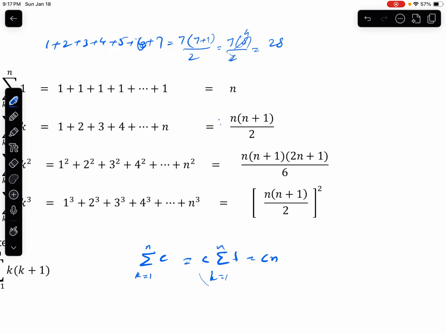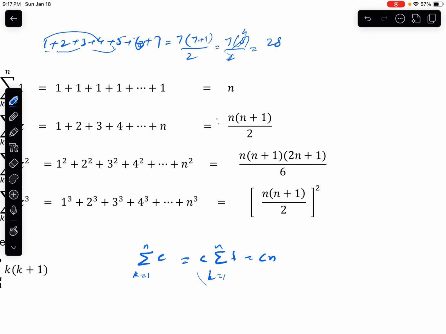28. So these two give me 5, these two give me 5, and this gives me 5. So I have 5, 5 and 5, so 15, and then plus 6 plus 7, 6 plus 7 is 13, so it gives me 28.